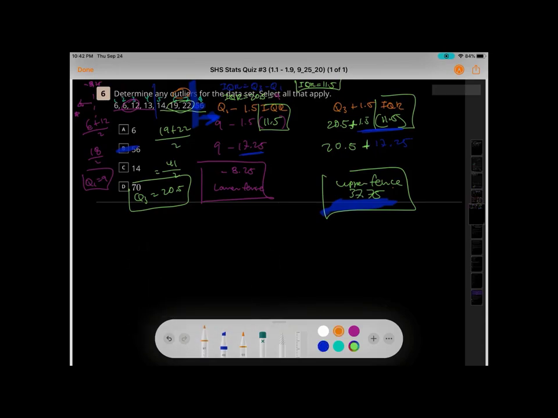These questions are asking to determine if any of these are outliers, and then it says select all that apply. So it could have been multiple, but there's only one 56.